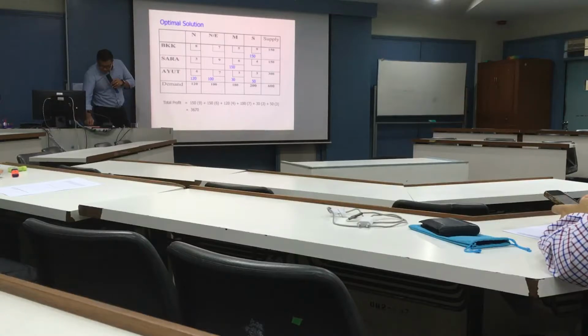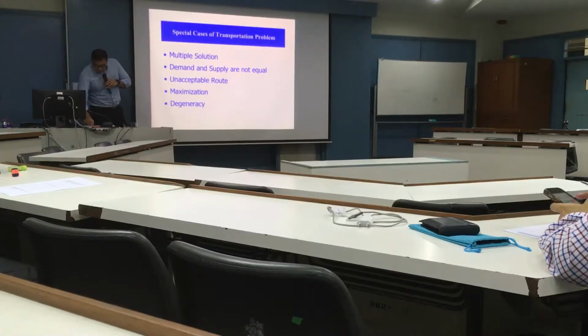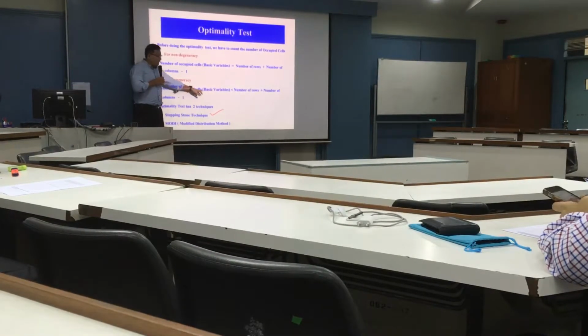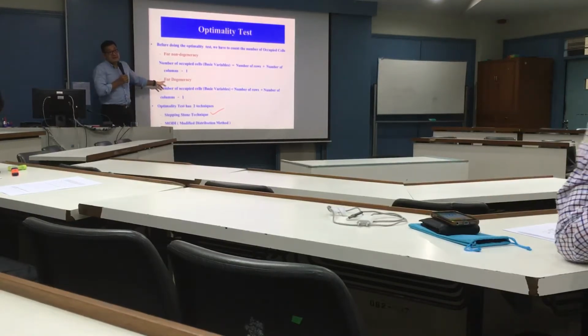The last special case, degeneracy. What is it? Remember that before we do the optimality test, before we do the stepping stone, we need to test the degeneracy or non-degeneracy. So if you're counting the occupied cells and the number of occupied cells is less than the number of rows plus the number of columns minus 1, you have the case of degeneracy.